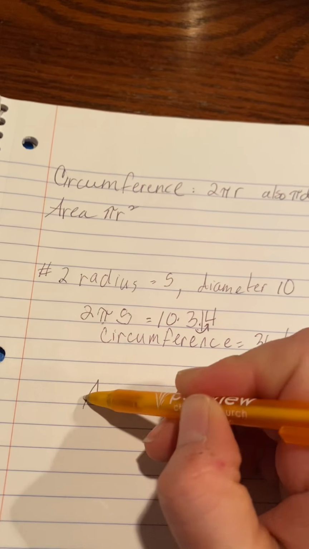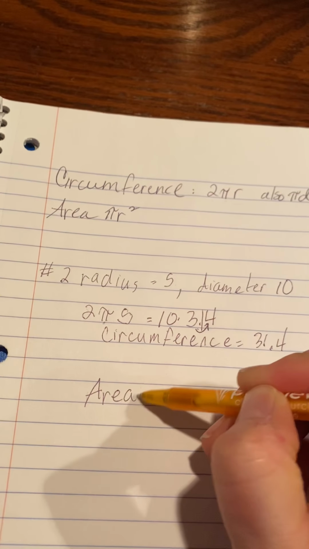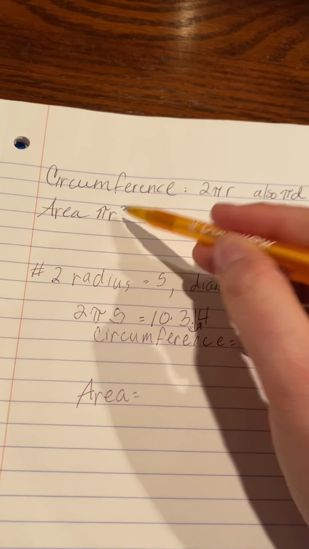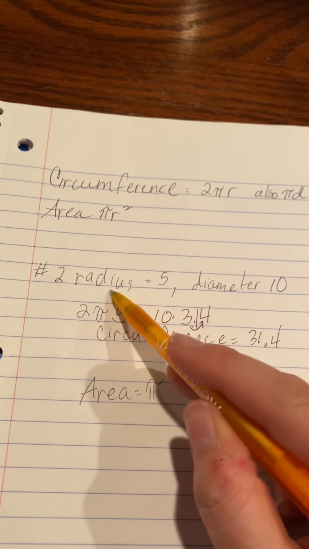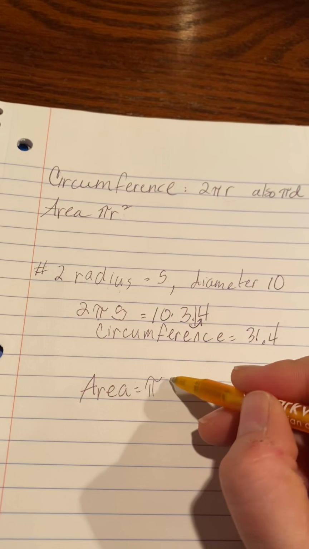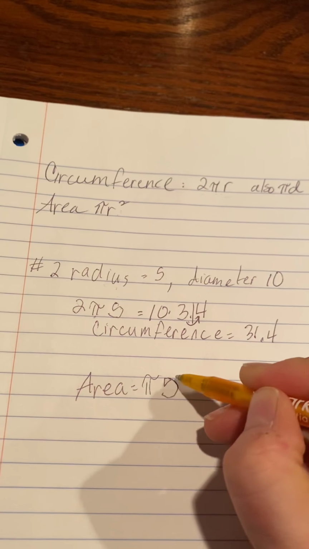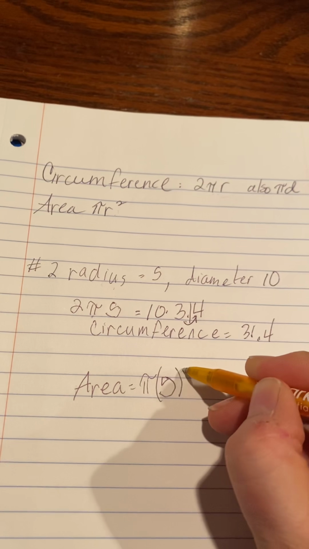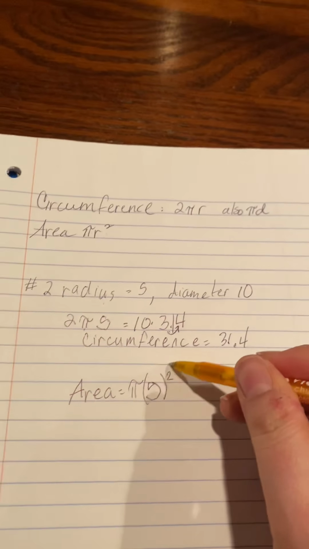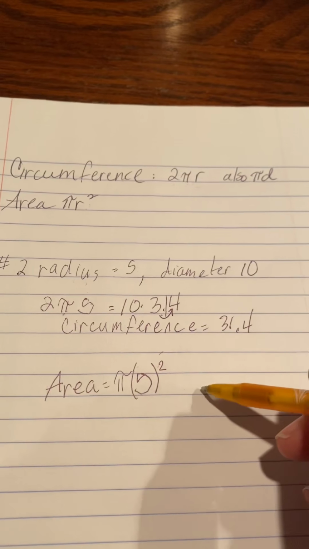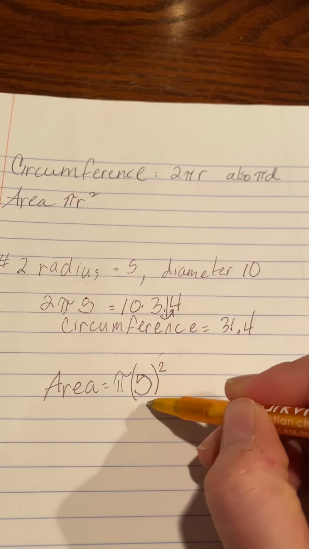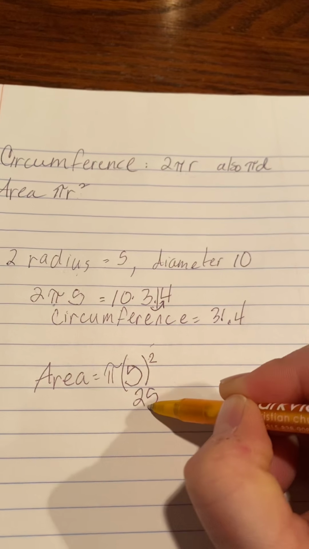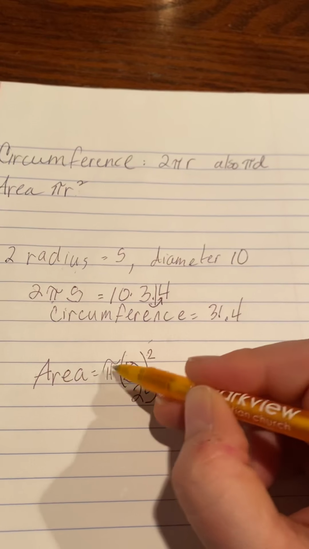And our last step is we have to figure out the area. So for our area, again, all we need is that radius. So pi times, what was our radius? 5. Pi times 5. But then you have to square the 5. Now that's not 5 times 2, that's 5 times itself. So 5 times 5. Do you remember what 5 times 5 is? That would be 25 times pi.